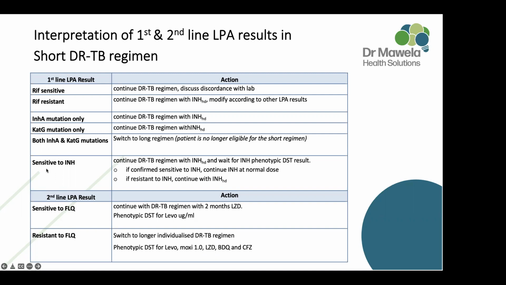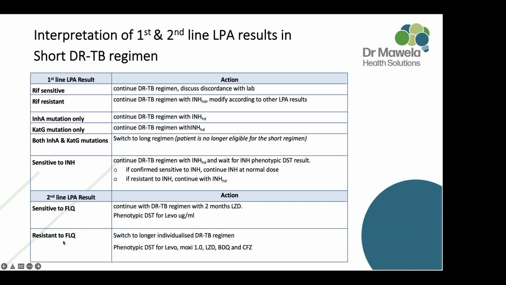If it says sensitive to INH, we are happy, but all sensitive INHs must be confirmed with a phenotypic test. Remember, LPA can miss some of the mutations. That is quite important. Now in terms of your second line, if the LPA says no, fluoroquinolones are safe, everything is okay, you continue your regimen for 2 months with linezolid, and then you do a phenotypic DST to confirm whether levofloxacin is still okay. So remember, it's confirmation with phenotypic culture, right?